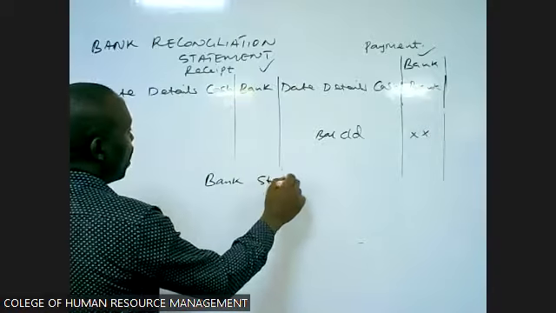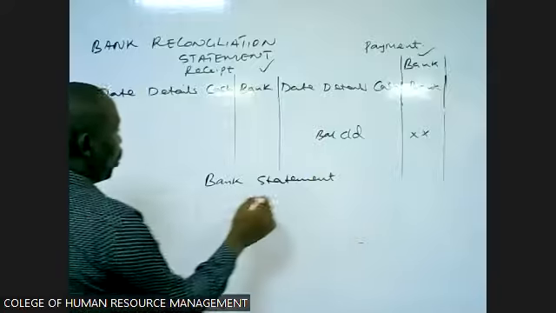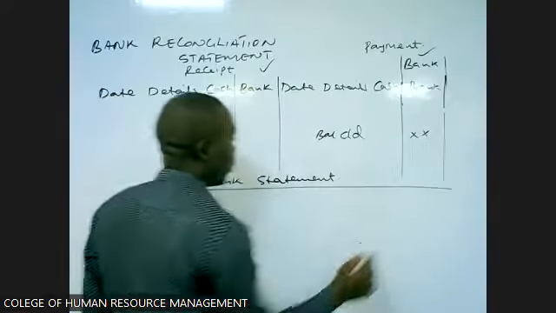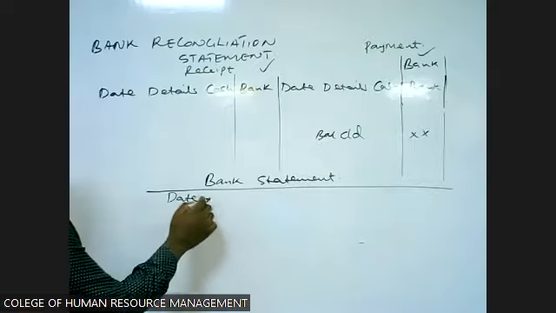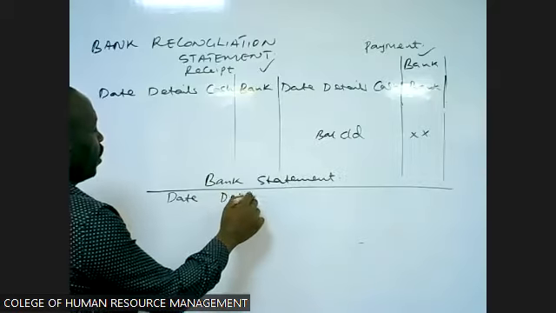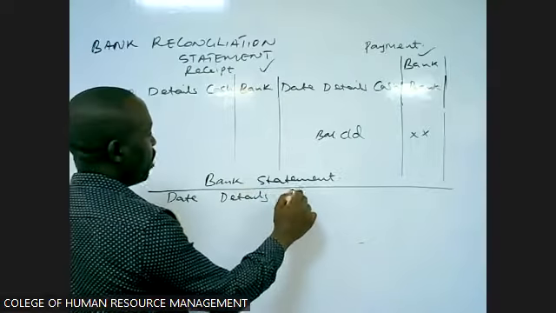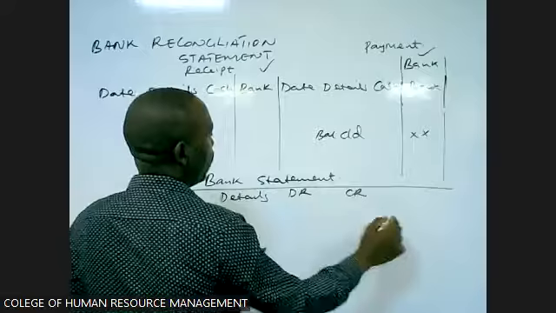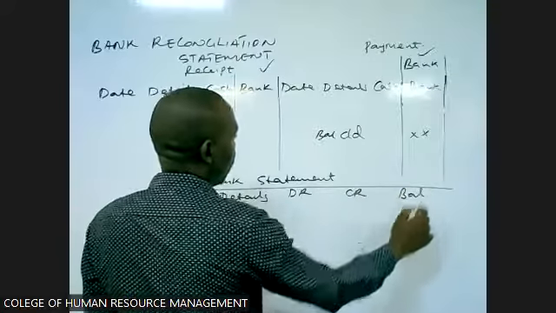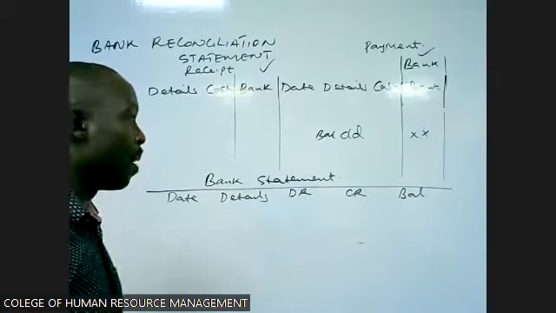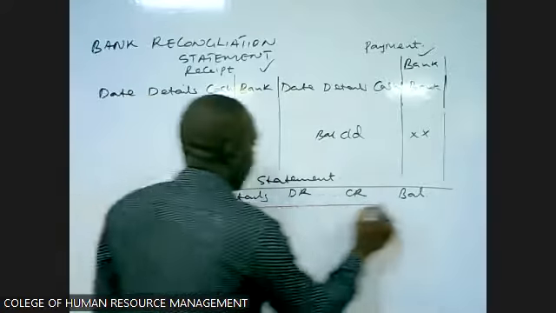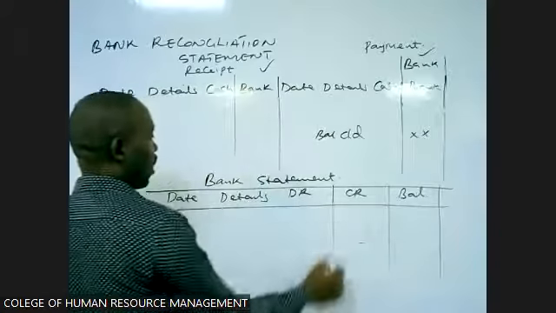The bank statement will show the following format. It will have the column for the date, the details, the debit, the credit, and then the balance. That is the bank statement format. Like that.